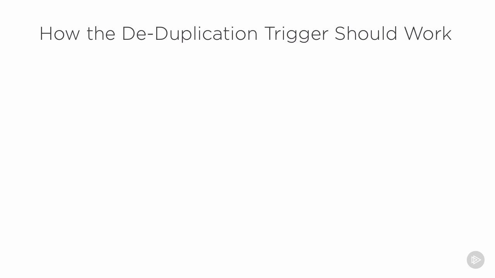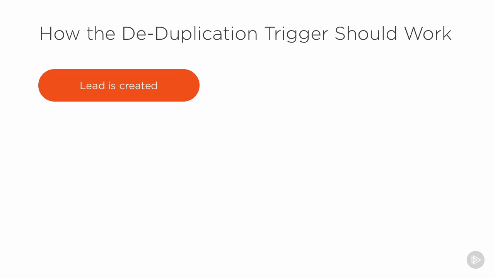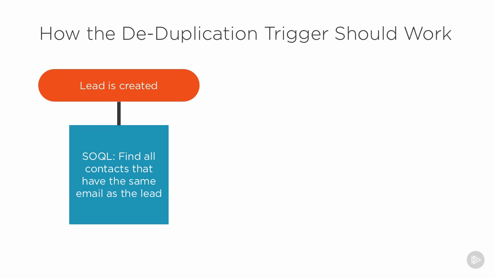All right, here's how our trigger needs to work. First, a lead will be created, and that should kick off our trigger. This immediately tells us that our trigger needs to be on the lead object, and it should be an insert trigger. Once the lead is created, we can use SOQL to see if there are any contacts that have the same email address as our lead.